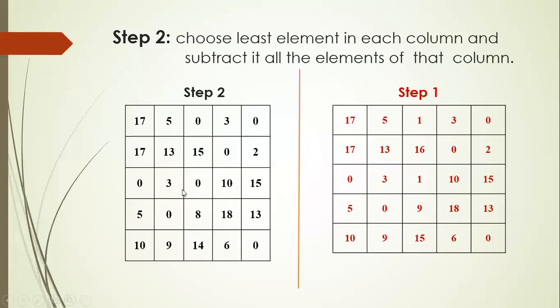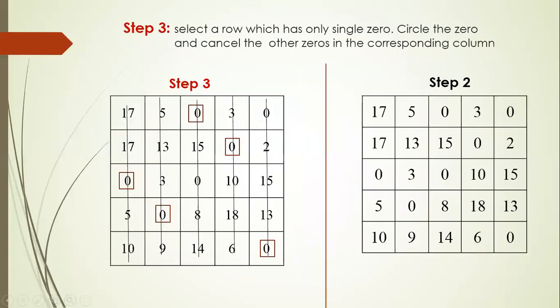So step 2 is follow up of step 1. Most important. Step 1, row detection. And step 2, column detection. Then move on to step 3. Step 3 is select a row as a single zero. First, you have to check which row has a single zero. We need only a single zero. First priority goes to row wise. Second priority goes to column wise.